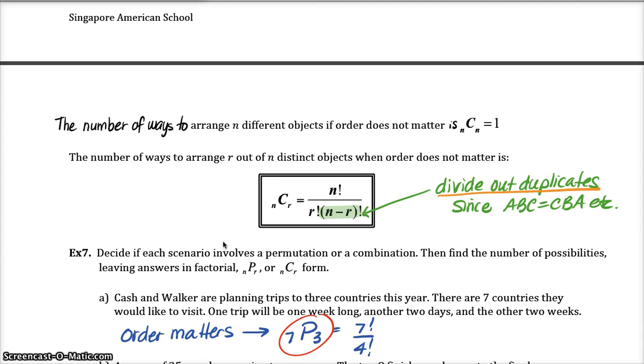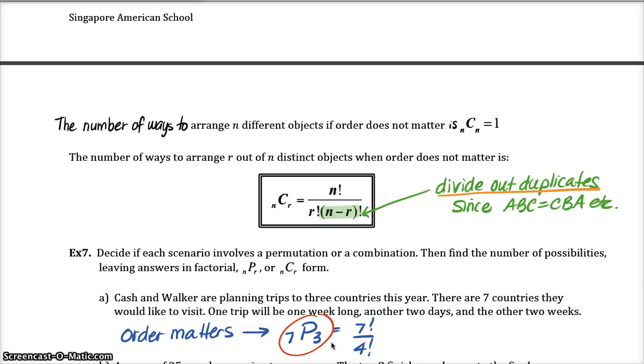So 7a, this is what you're going to see on the quiz or test as well. I want you to see this direction. It says, decide if each scenario involves a permutation or a combination, then find the number of possibilities, leaving answers in factorial, nPr, or nCr form. So here we're leaving it in factorial form like this, or we're just leaving it in nPr form. Either of those are fine. We're not asking you to calculate, because on a non-calculator section, we don't want you to have to do all those calculations, so you can leave them in these forms instead.